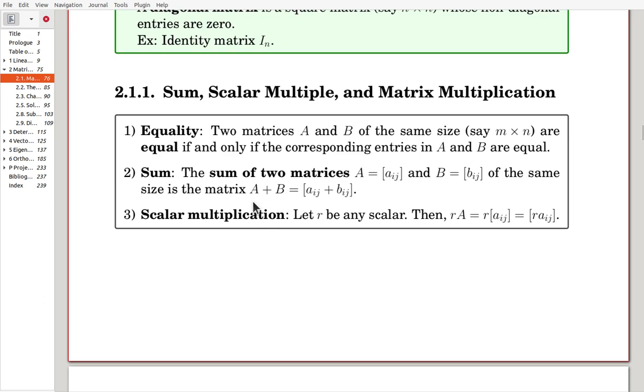So A plus B is the same as Aij plus Bij. That means that the ij entry of this addition comes from the ij entries of each matrix, added in this way. Now scalar multiplication: if r is any scalar, then rA is just r times Aij, for each entry r is multiplied.